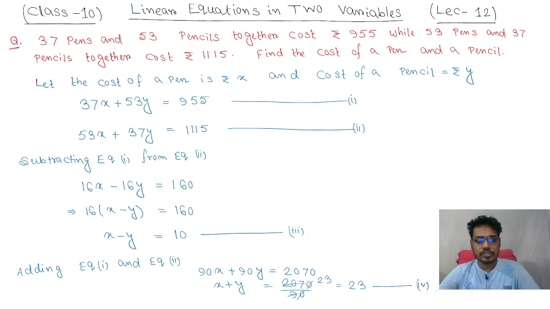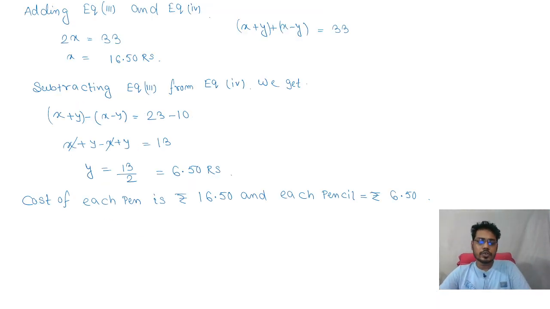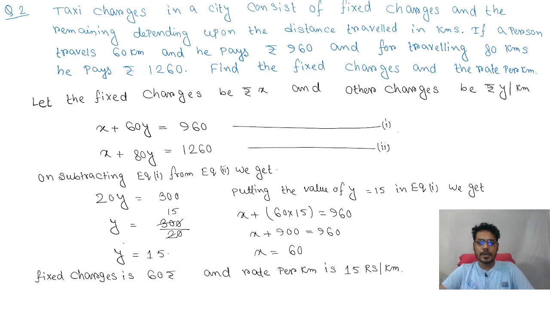Now if you subtract equation number 1 from equation number 2, you will get X minus Y is 10. If you add equation number 1 with equation number 2, you will get X plus Y as 23. Now you get equation number 3 and equation number 4. After adding equation 3 and equation 4, you get 2X equals 33 and X equals 33 by 2, or 16.50 rupees. Now subtract equation 3 from equation 4, and you will get Y equals 13 by 2, that is 6.50. So the cost of each pen is 16.50 rupees and the cost of each pencil is 6.50 rupees.